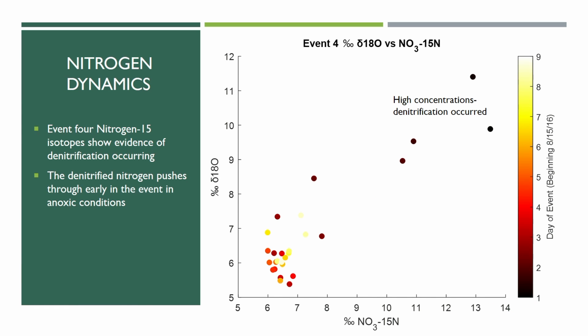Another interesting result that we found was looking at nitrogen dynamics in Event 4. The 2016 events had been previously analyzed for nitrogen-15 isotopes. And so when we plotted this, it showed evidence of denitrification occurring. There's really high concentrations of nitrate nitrogen-15 concentrations, as well as O18. And so that's most likely through fertilizers, and that denitrified nitrogen pushed through early in the event, or occurred early in the event in anoxic conditions.